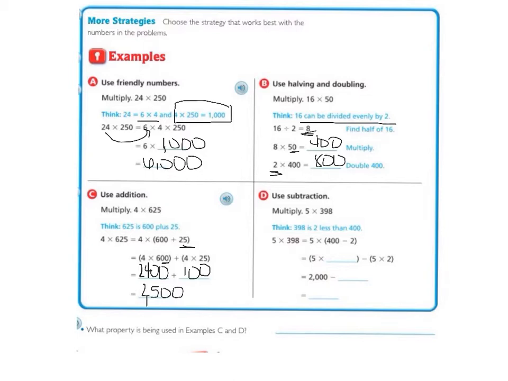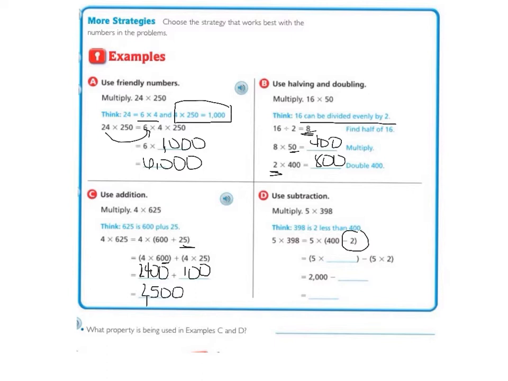All right, and then the last way we can do this is with subtraction. So this time I have 5 times 398. Ooh, 398 is almost 400. So I'm going to round it up to 400, but then I need to make sure I keep track of how much I need to take back off if I round up. If I round up, I'm adding 2, so I'm going to need to subtract those 2 back off.